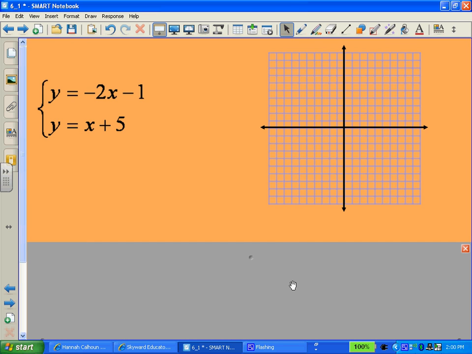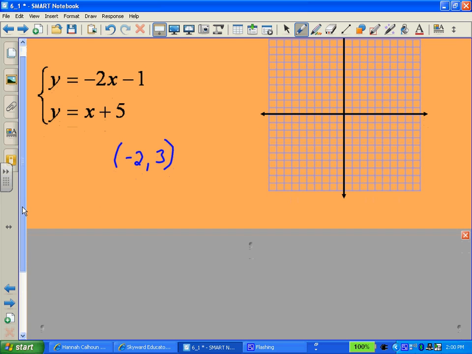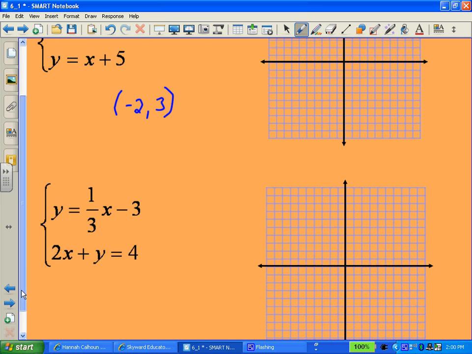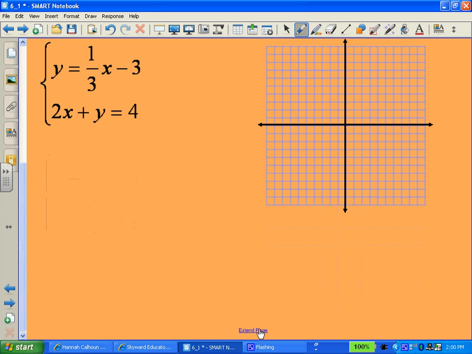Now here's another example where they're both in slope-intercept form, and I want you to try this one on your own. The answer you should get is -2, 3. So go ahead and do that one on your own and see if you in fact do get that answer. And I'm going to do one more example here where it's not solved in slope-intercept form already. So the first one is, let's start there. That one's going to start at -3 and go up 1 over 3. Up 1 over 3.